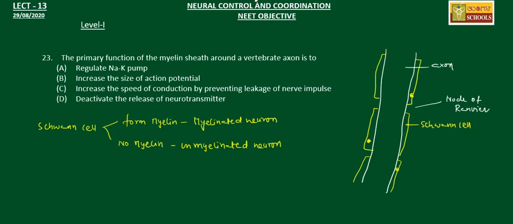Okay, so here the impulse transmission is very fast in the case of a myelinated neuron, and in the case of an unmyelinated neuron, the impulse transmission is slow.